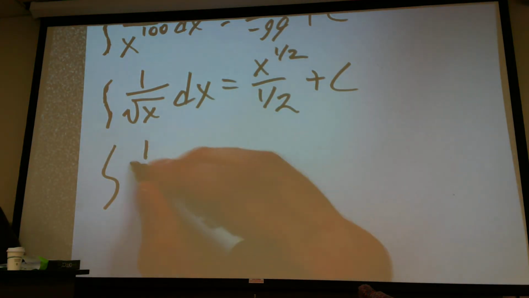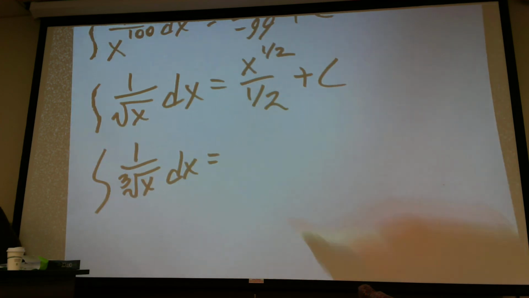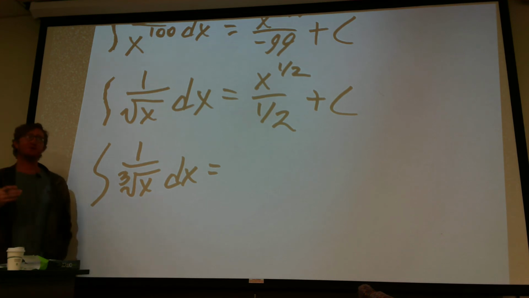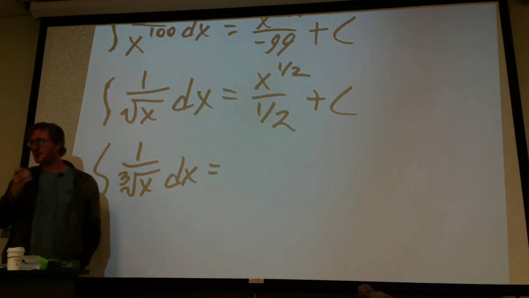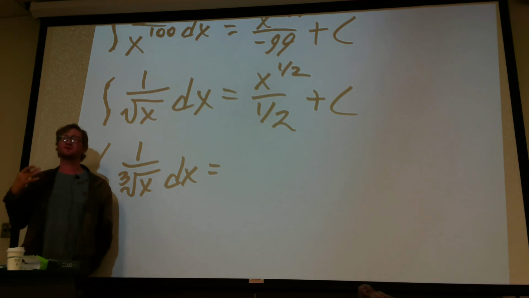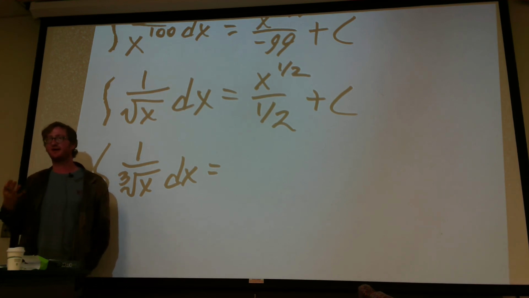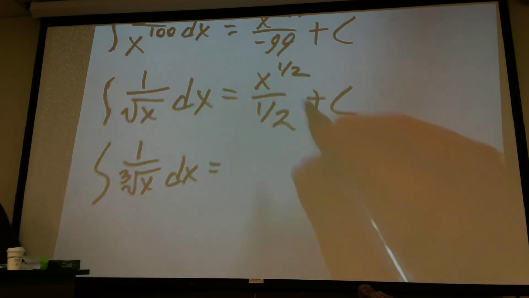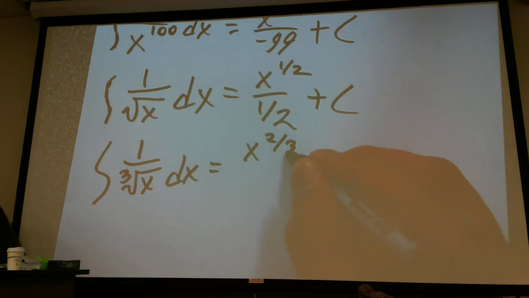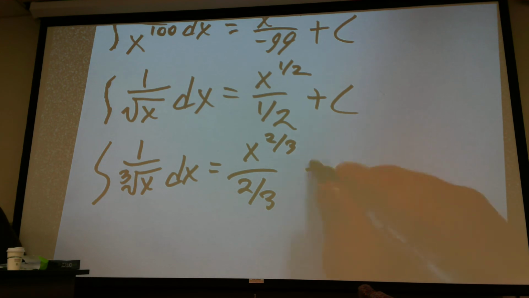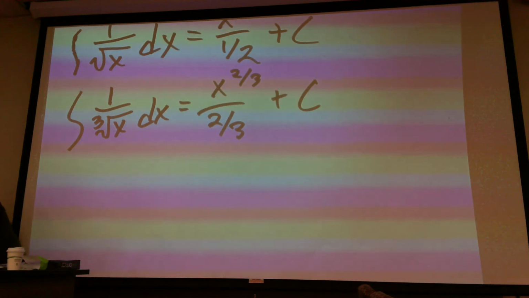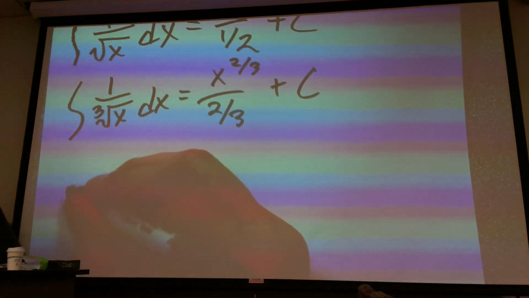Let's say we had the integral of 1 divided by the cube root of x. Okay, so you think of this problem as being x to the negative 1/3 power. So you need to think, what is negative 1/3 plus 1? Negative 1/3 plus 3/3. That's really 2/3. And so that would be x to the 2/3 divided by 2/3, plus c. Okay, so this power rule works very well.